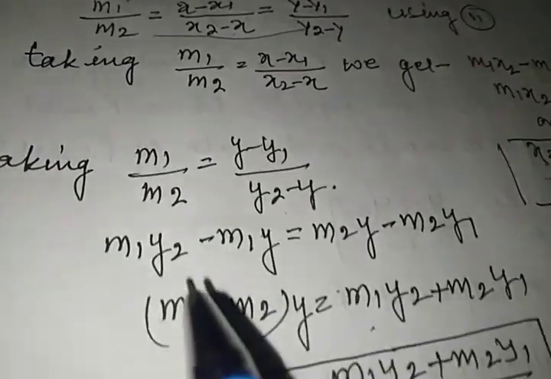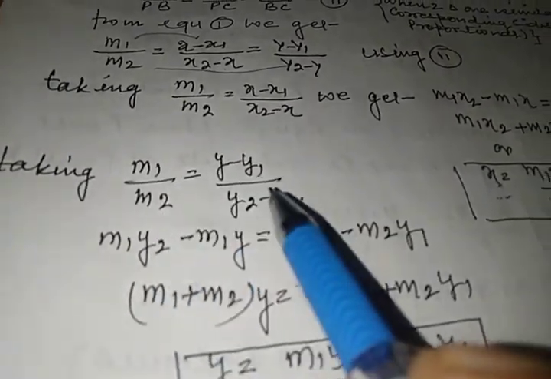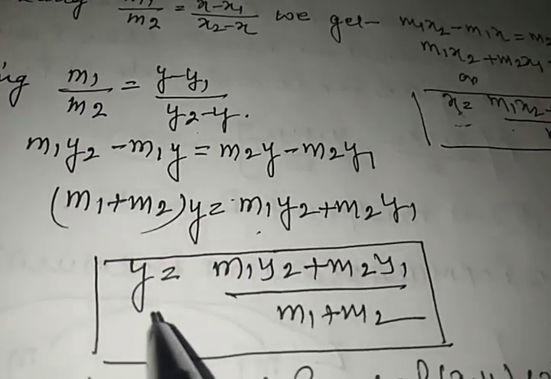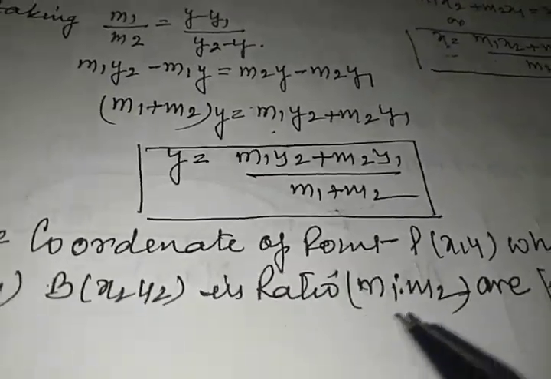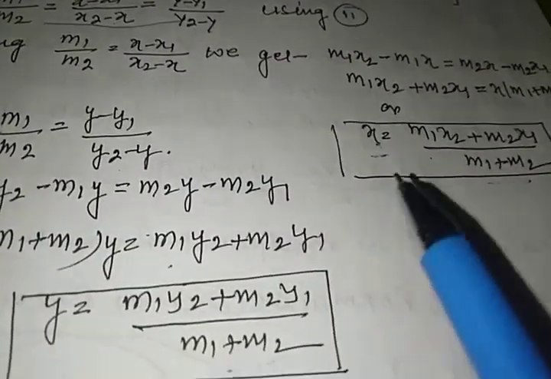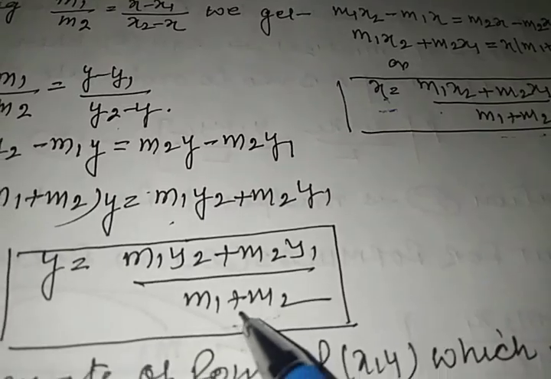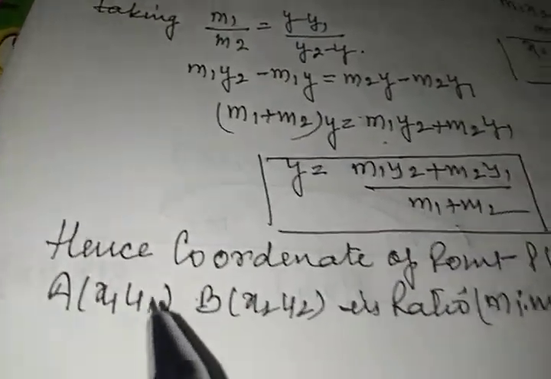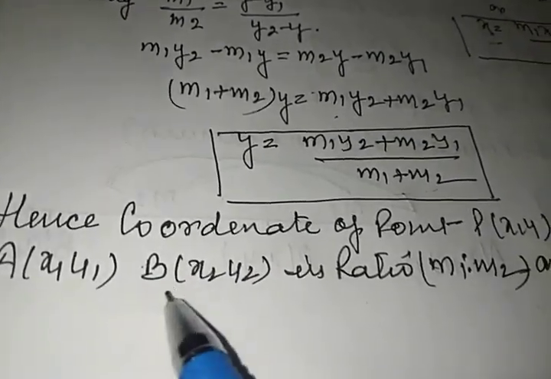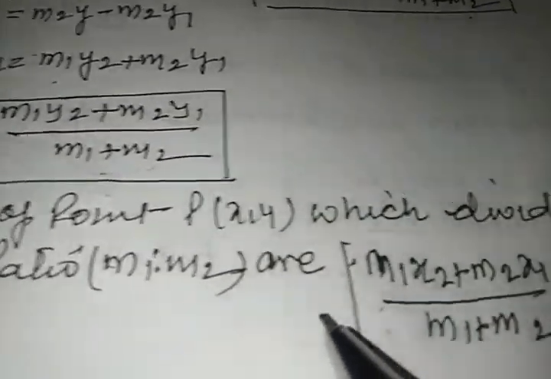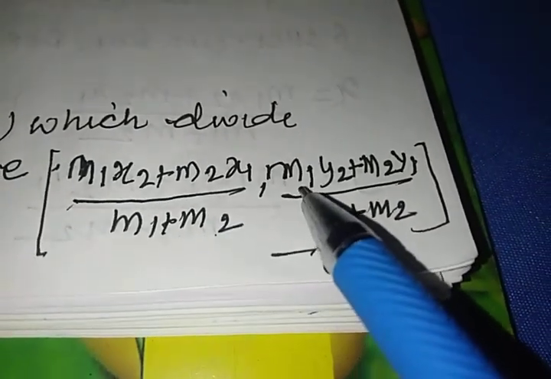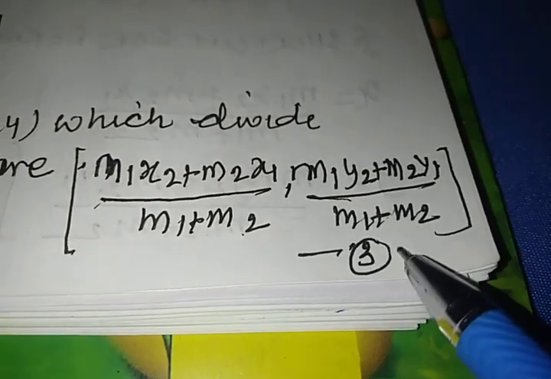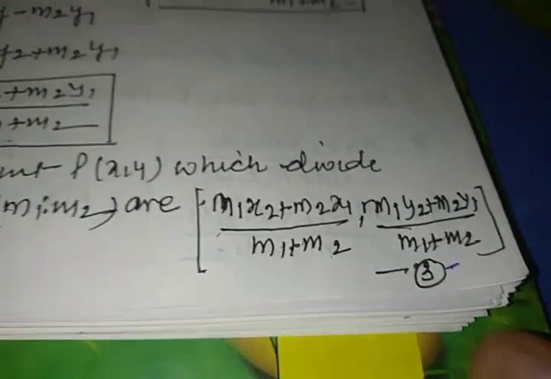Okay, so here M1 upon M2 is equal to this. On solving, we get the value of Y as (M1 Y2 plus M2 Y1) upon (M1 plus M2). So for the point P, we have got the X coordinate and the Y coordinate. Hence the coordinates of point P (X, Y), which divides A (X1, Y1) and B (X2, Y2) in the ratio M1 is to M2, are (M1 X2 plus M2 X1) upon (M1 plus M2) and (M1 Y2 plus M2 Y1) upon (M1 plus M2). This is equation number 3.